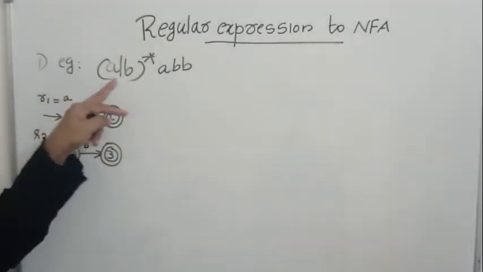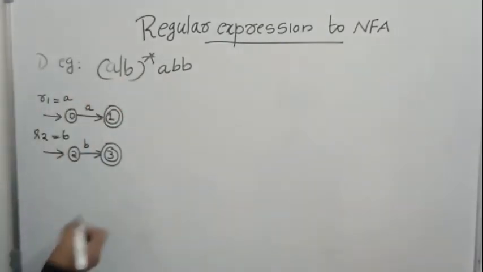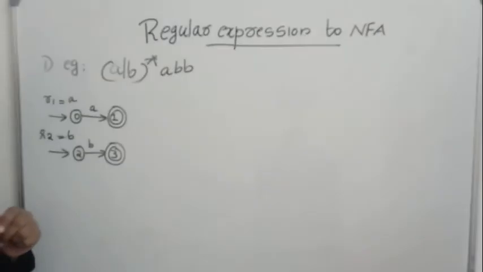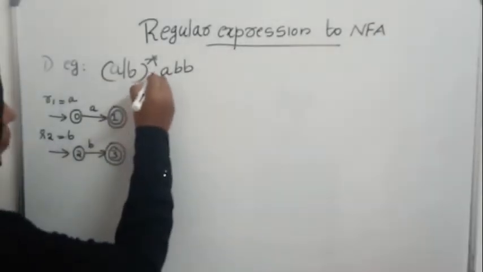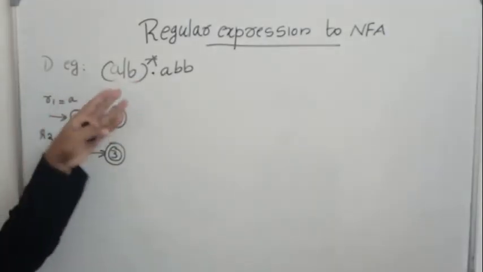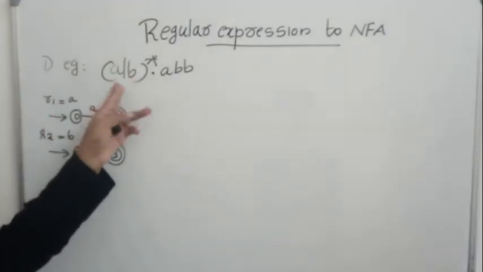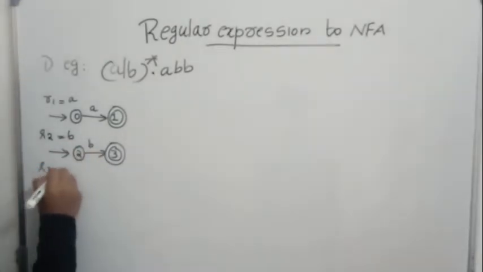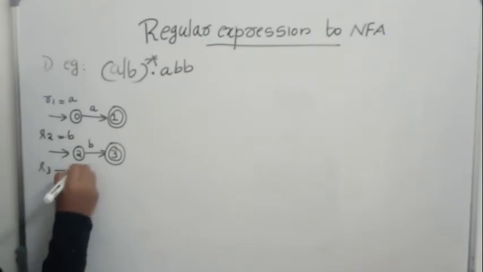Now it is A or B, isn't it? So whenever you are evaluating, the concatenation part should be evaluated first, then only the OR part. So if you want to evaluate the concatenation part, this part should be ready and this part should be ready. So we will see NFA for A or B. R3 is A or B.